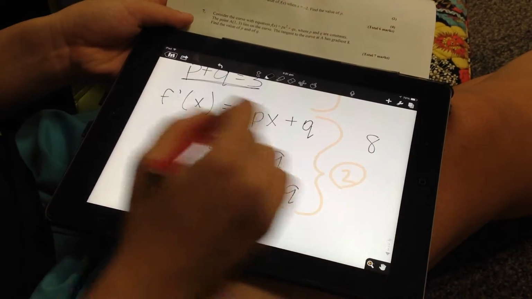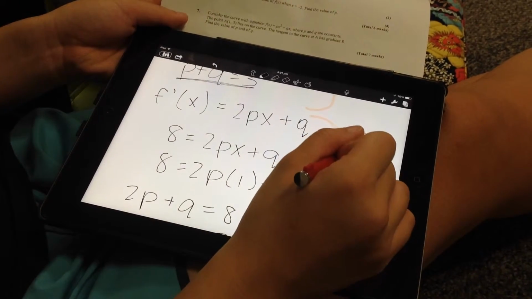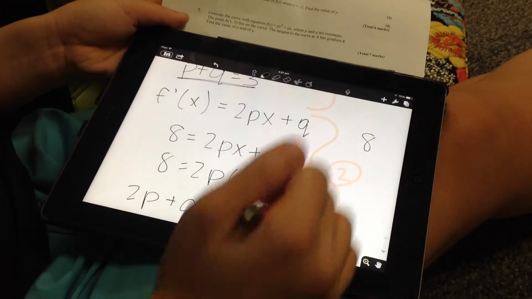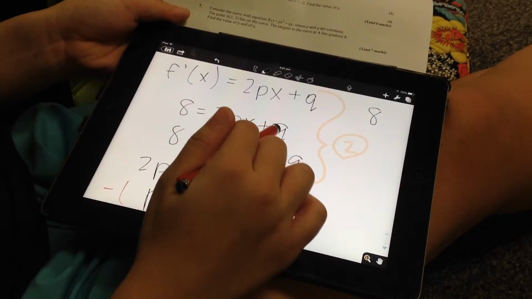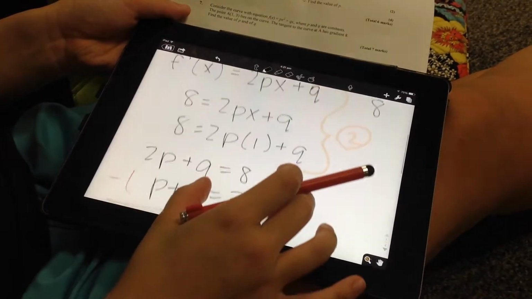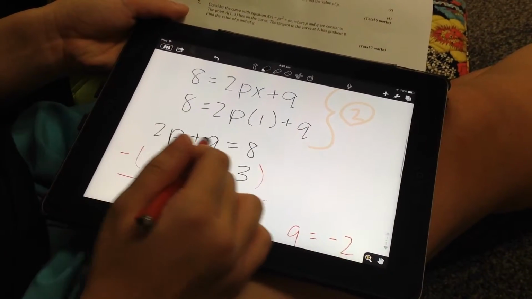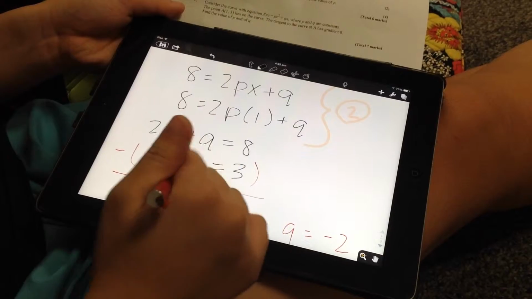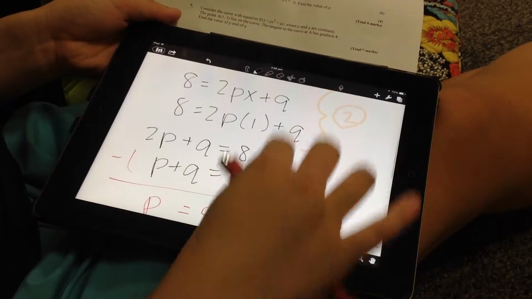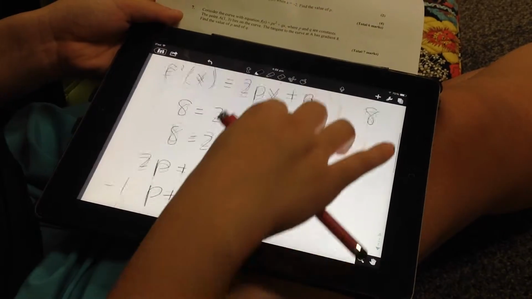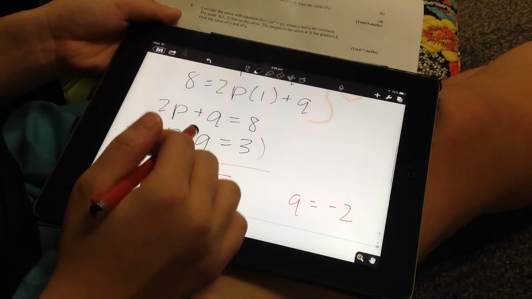And then we know f prime of x equals 8 because that is the gradient of the tangent to the curve at point A. So 8 equals 2px plus q. And once we simplified that, we got 2p plus q equals 8. And then we brought down the other equation that we found up here, and we formed a system.